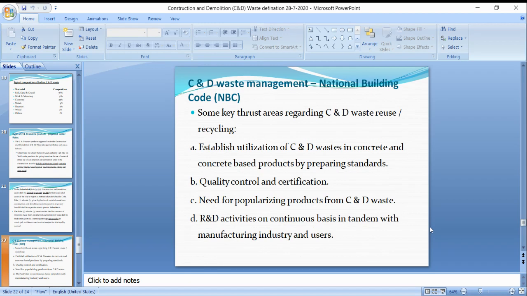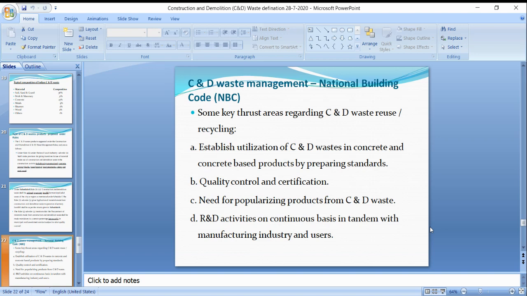So next comes C&D waste management codes. We already know that the National Building Code is there for the construction of buildings. According to the NBC, construction and demolition waste should be reused and recycled. So, establish utilization of construction and demolition waste in concrete and concrete-based products by preparing standards. If you prepare proper standards, that material can be utilized for construction.